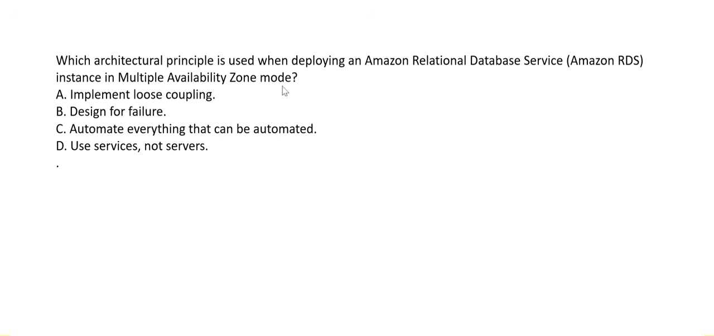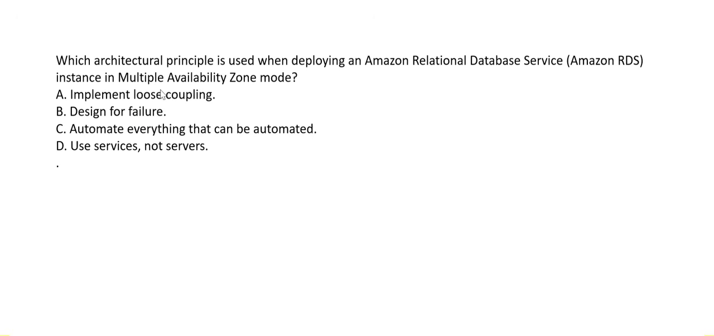So what architectural principle is used when deploying an Amazon RDS instance in multiple AZ mode? Implement loose coupling, design for failure, automate everything that can be automated, and use services, not servers. If you talk about architectural principle, you should always design for failure. Whenever you have a database, RDS is a database, any database service, you should always design for failure.